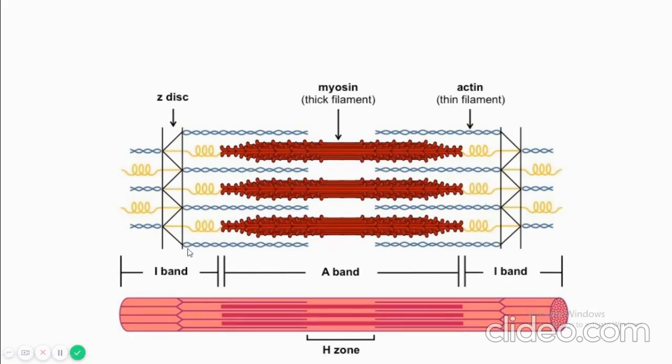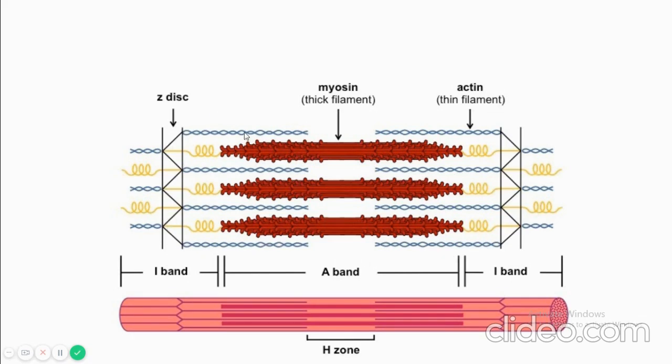So here is the diagram of a sarcomere. As I have told you, a skeletal muscle is composed of many muscle fibers. Each muscle fiber is composed of ultramicroscopic contractile structures called myofibrils. Each myofibril has many sarcomeres, which are the actual units of striated muscle tissue that contract. So this is one sarcomere. Multiple sarcomeres are present in each myofibril.